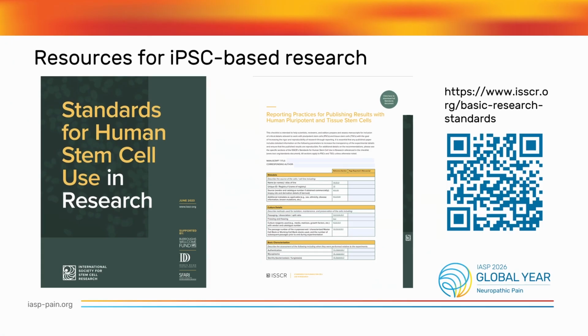Recently, the International Society for Stem Cell Research published standards for human stem cell use in research, as well as recommendations for the reporting and publishing of results obtained with human pluripotent stem cells. You can find all this information on the ISSCR website.